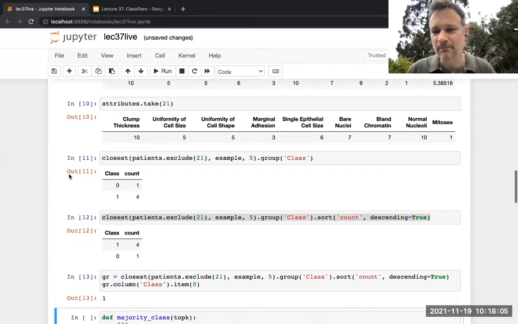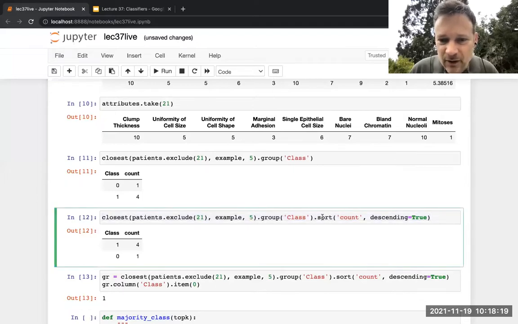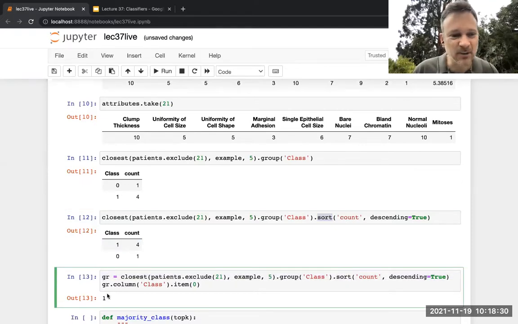So don't I have to sort by count? Yes, I do have to sort by count, descending equals true first. And you can see right here, I did the sort operation. So I grouped and then I sorted. And that was why the one with the largest count went to the top. And once I've done that, see here is the sorted table, then I can get the 1 at the top.